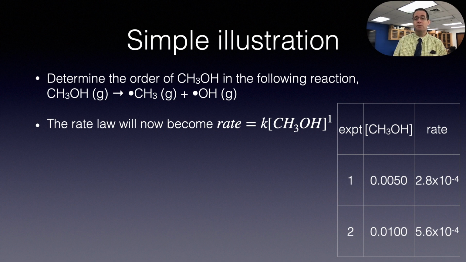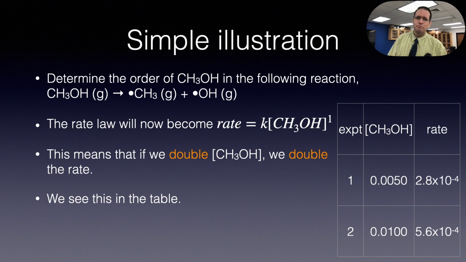But we normally simplify our rate law and just write rate is equal to k times methanol concentration, okay? Now, what does this mean physically? What's going on here? Well, it means that if we double the concentration of CH3OH, we're going to double the rate, okay? And we can see this in the table.